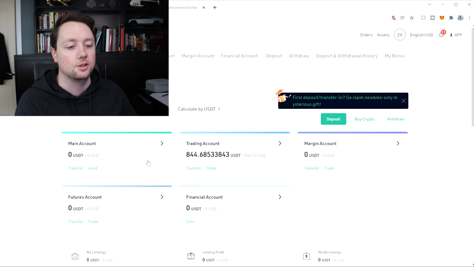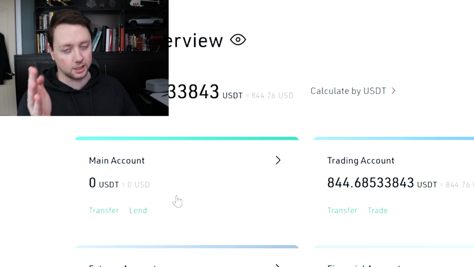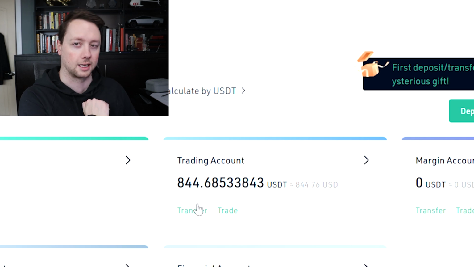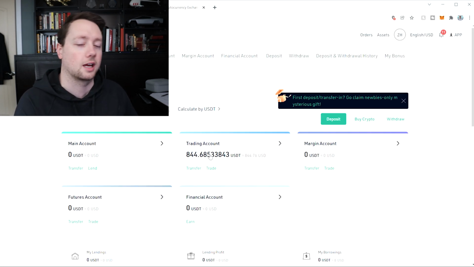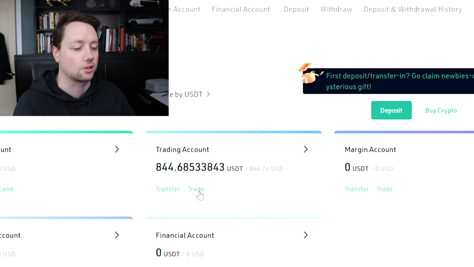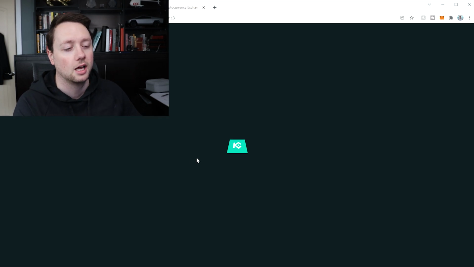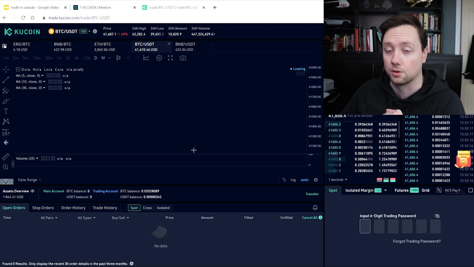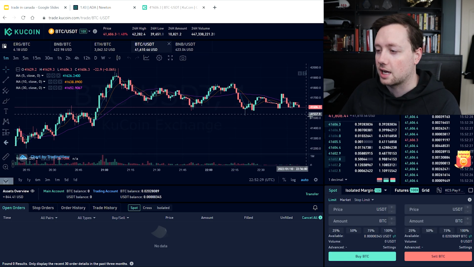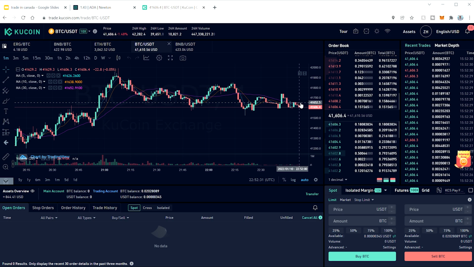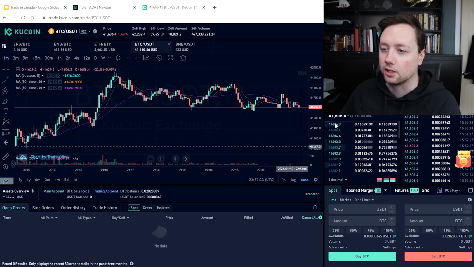First thing you're going to want to do is move your money from your main account where it gets deposited over to the trading account. Once you have your money in your trading account, you can buy and sell any cryptocurrency you want, which is really, really nice. All you do is click on the trade button right here, and it's going to bring you to a new dashboard. Now, at first glance, this dashboard is going to look really, really complicated, but I want to walk you through everything real quick.